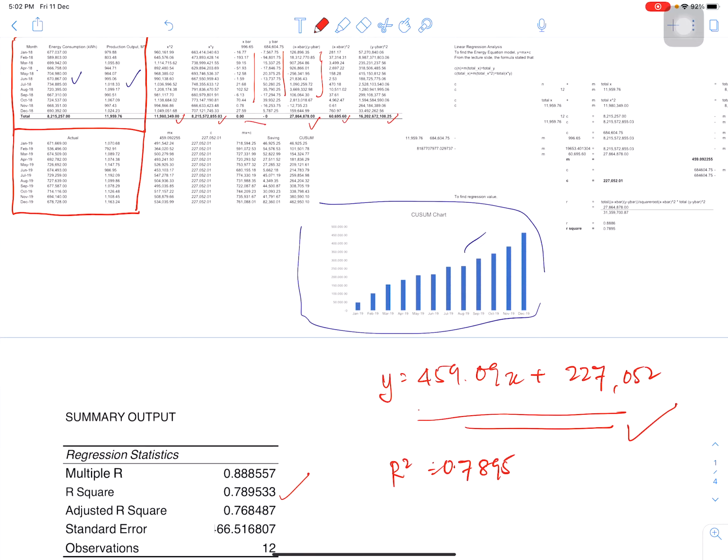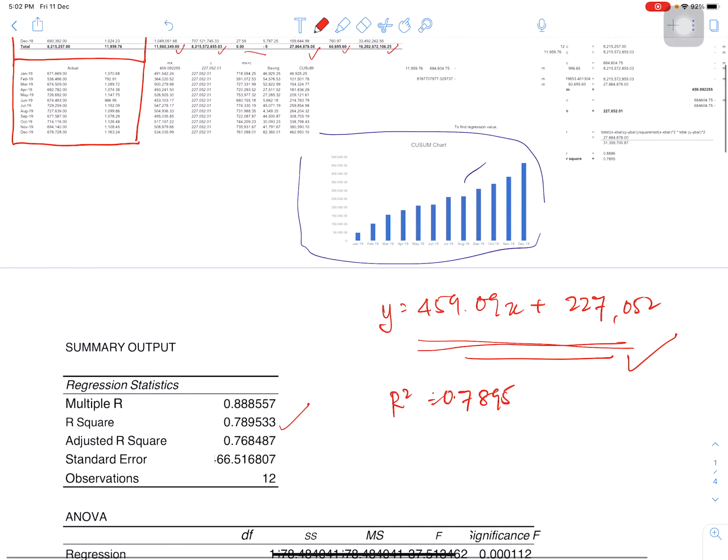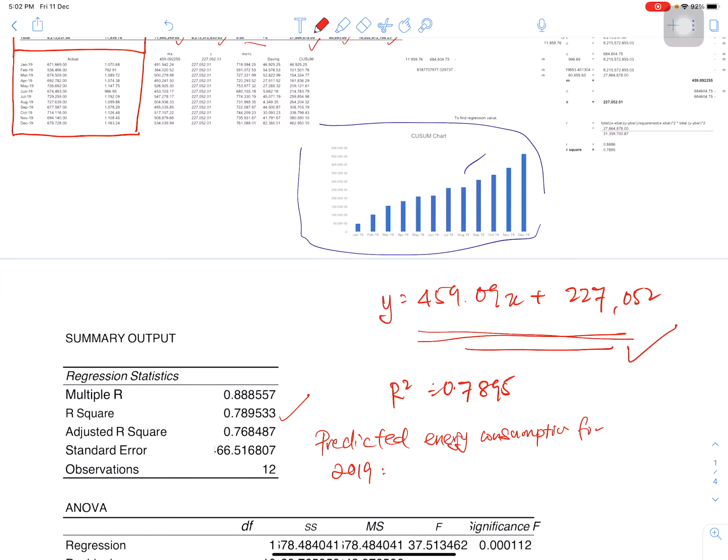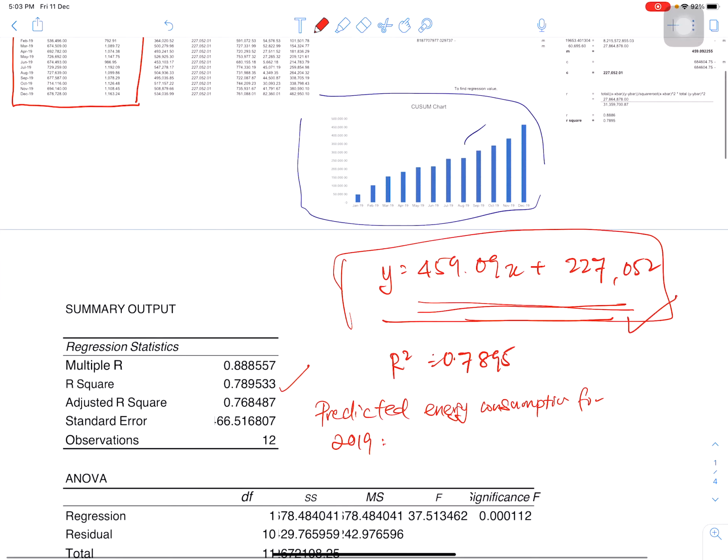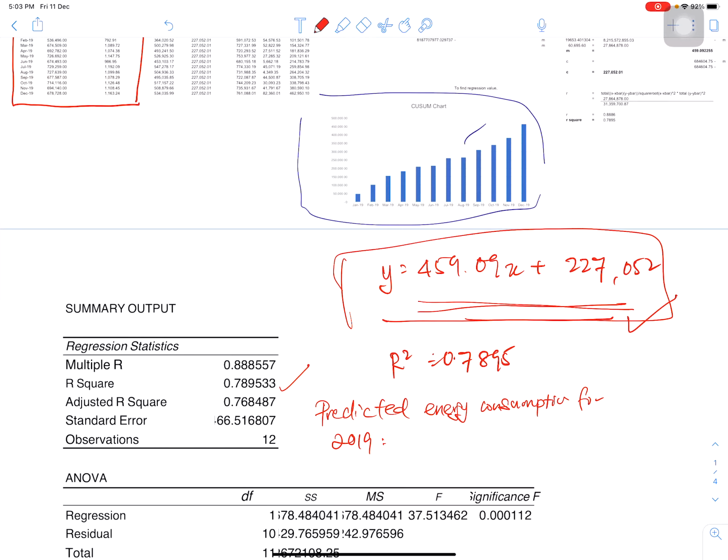so we have this equation. What we have to do next is determine the predicted energy consumption for 2019. So this is the equation that we determined from the baseline in 2018. Now what you have to do is put the x value according to the year 2019.